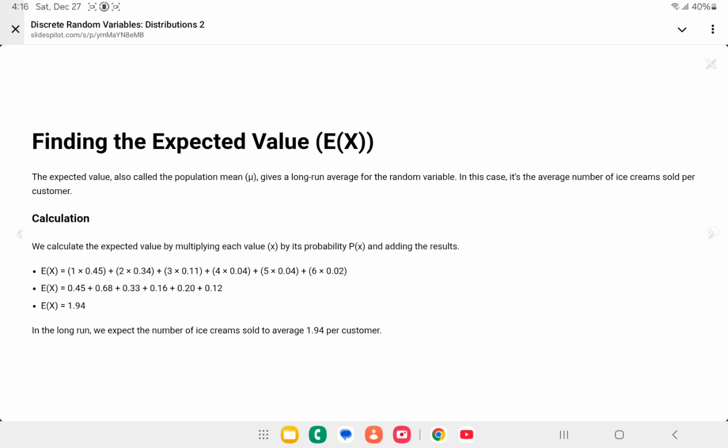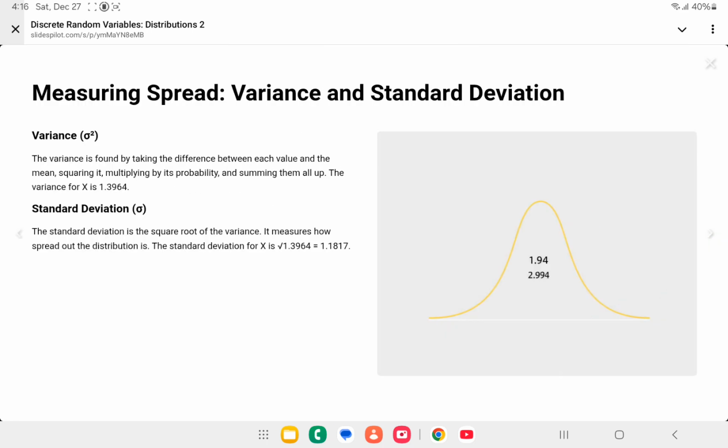You can also calculate the standard deviation of a discrete random variable. Basically, you find the difference between each value and the mean, square it, and multiply it by the probability of that value. Then we add them up to get the variance. The square root of the variance is the standard deviation. There are easier formulas as well. The variance for X, the number of ice creams per customer, is 1.3964, and the standard deviation is 1.1817. The standard deviation is a measure of how spread out the distribution is.